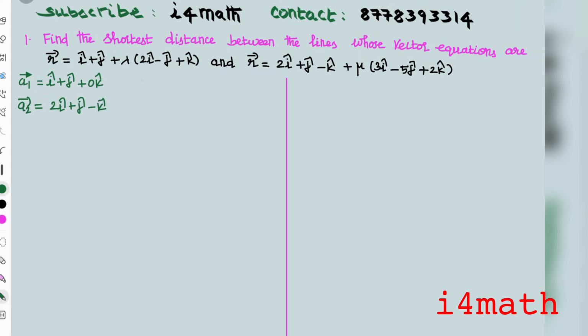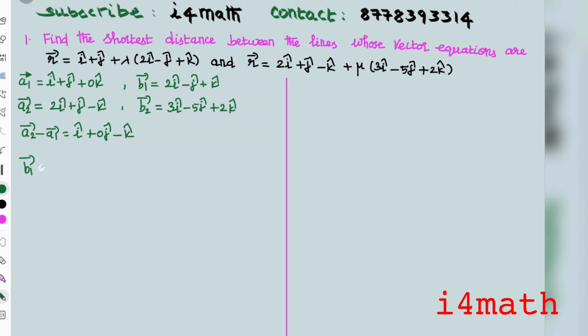So from the second line we can write this a2 vector, and from the first line we can write the b1 vector as 2 i cap minus j cap plus k cap. From the second line we can write the b2 vector as 3 i cap minus 5 j cap plus 2 k cap. Now let's find the a2 vector minus a1 vector. Now 2 i cap minus 1 i cap, that is i cap. Next j cap minus j cap, that is 0 j cap. Next minus k cap minus 0 k cap is minus k cap.